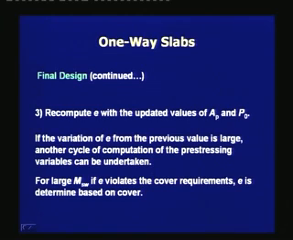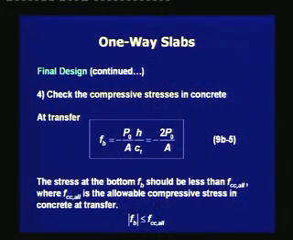For large self-weight moment MSW, if E violates the cover requirements, E is determined based on cover. See, the expression of E that we have written was determined based on the force conditions, but if the self-weight moment is high, then E may come out to be large and we may violate the cover requirements for the prestressing tendons. In that case, E is selected based on the cover requirements, and then we check the amount of prestressing steel and the prestressing force.